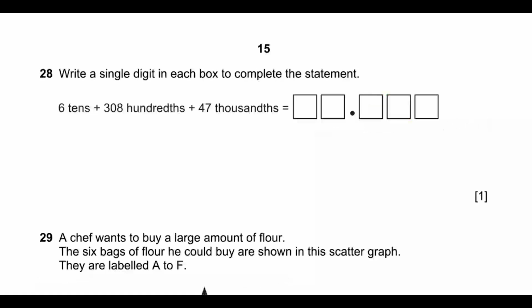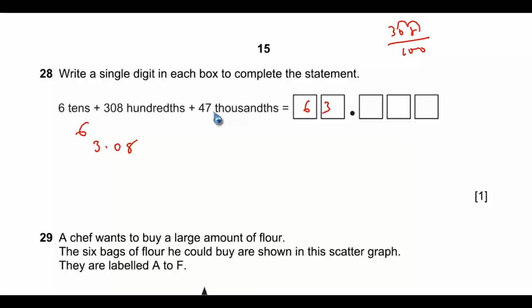So let's go to the next question. Question 28. Write a single digit in each box to complete the statement. 6 tens. So 6 tens will be 60, written like this. Then 308 hundredths. That means we are dividing, it means 308 over 100. That's the meaning. So it will be 3.08, that is 3 units. So don't forget that this is tens and this is units. So that means I have 63 here. Then I have 0.08.